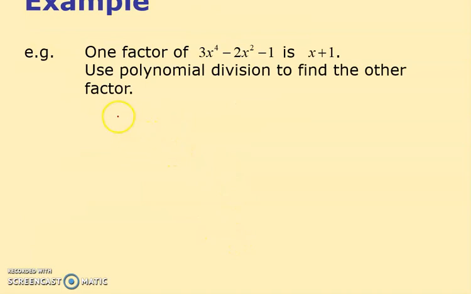I've got another example for you. It says one factor of this is x plus 1. Use polynomial division to find the other factors. So I've got this, and it tells me that x plus 1 goes into it. Let's divide it and see what I get as an answer. This is really all I'm doing. It's worded in a way that makes it seem different, but I don't think it is. 3x to the 4 minus 2x squared minus 1. That's interesting actually. Look, it goes x to the 4, then x squared.